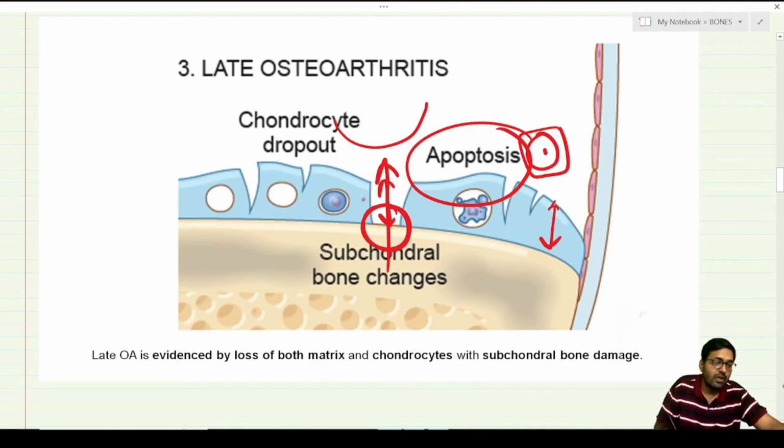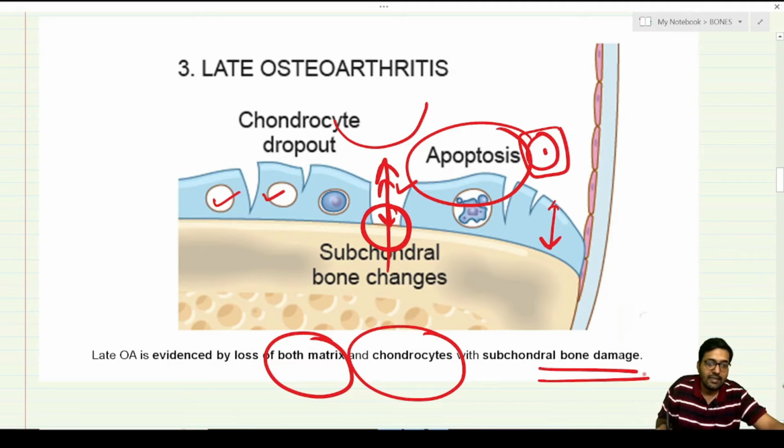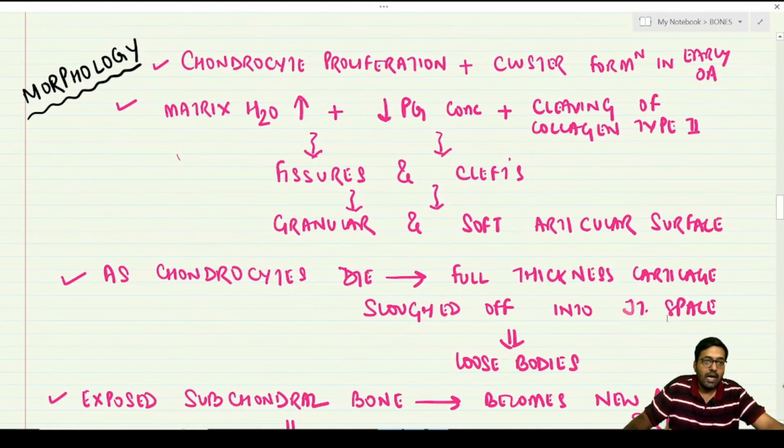So in late osteoarthritis, as we can see, there is a loss of both the matrix and the chondrocytes, and the subchondral bone is exposed and now becomes the friction surface with the above articular cartilage, leading to changes in the bone as well. Now, having discussed all these points, we are going to discuss in detail the morphology of osteoarthritis.